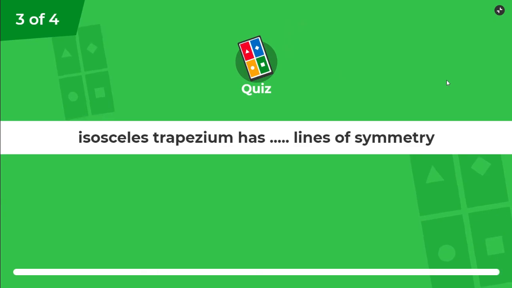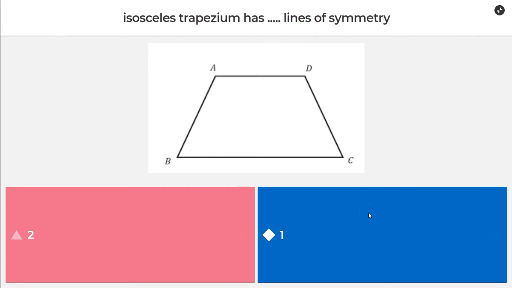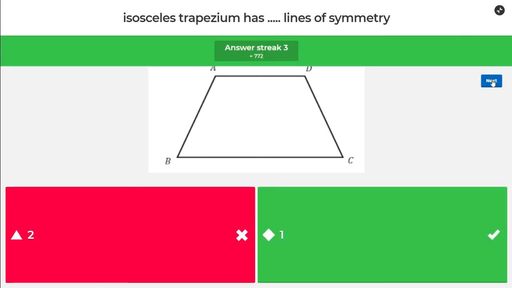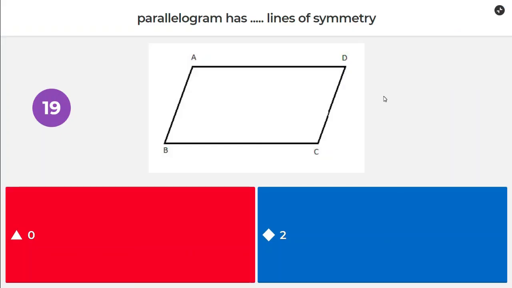Example number 3: isosceles trapezium has blank lines of symmetry. Isosceles trapezium has 1 line of symmetry. The last example: parallelogram has blank lines of symmetry. We know that scalene triangle, trapezium and parallelogram have 0 lines of symmetry.